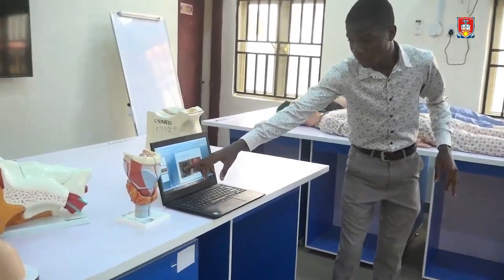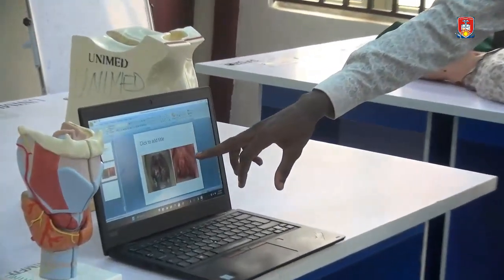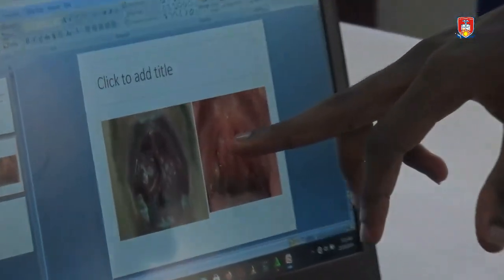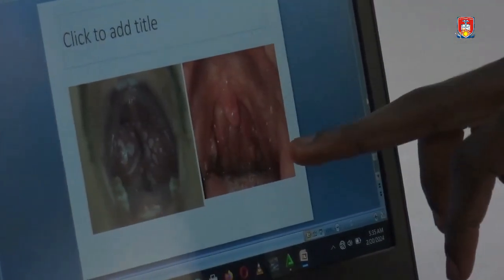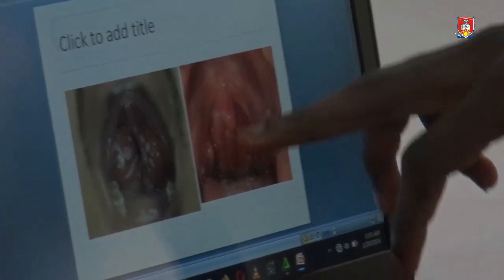Here is an example of tonsillitis. You can see inflammation of the tonsils there. And this is an example of pharyngitis, inflammation of the pharynx. On the pharynx, you can see how red it is. What I wanted to speak about, I did not add it.